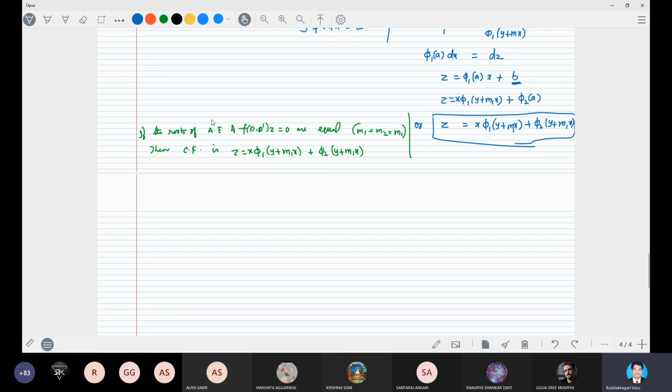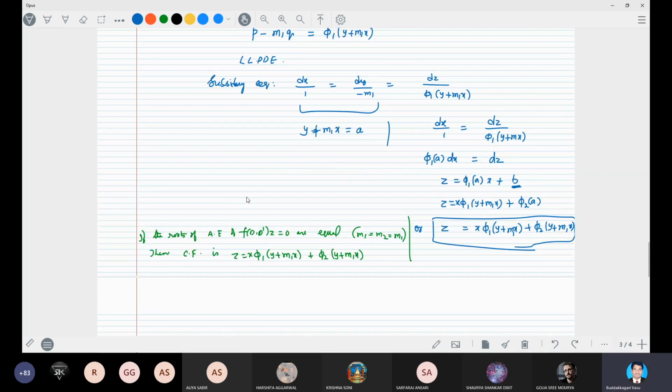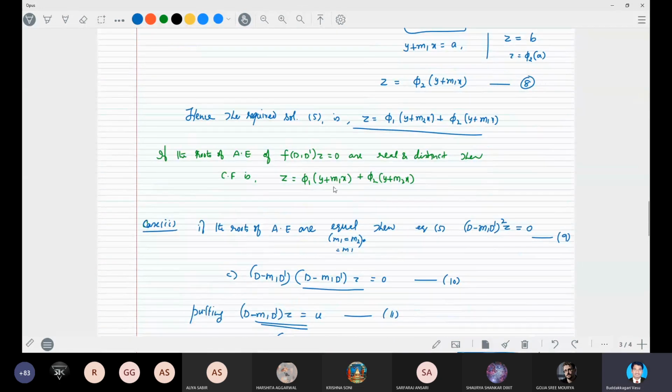Okay, these are the two cases we have to follow for finding the complementary function, based on the roots of the auxiliary equation. If the roots are equal, then that x will be there, that is z is equal to x into phi 1 of y plus m1x plus phi 2 of y plus m1x. If roots are distinct, then z is equal to phi 1 of y plus m1x plus phi 2 of y plus m2x, right?